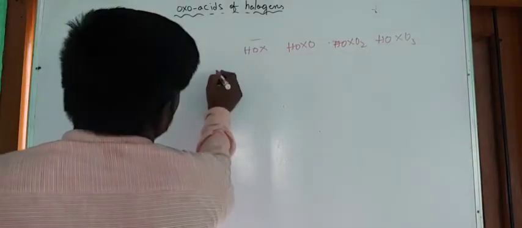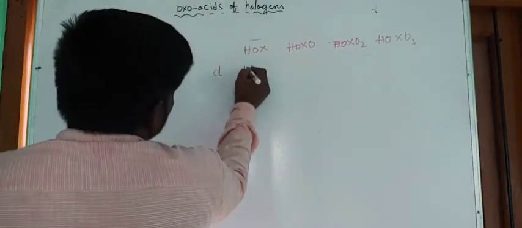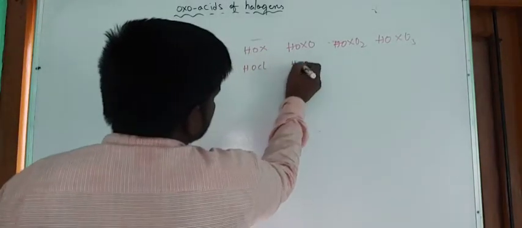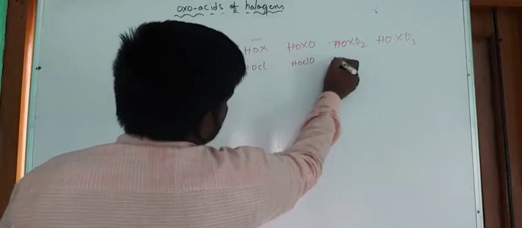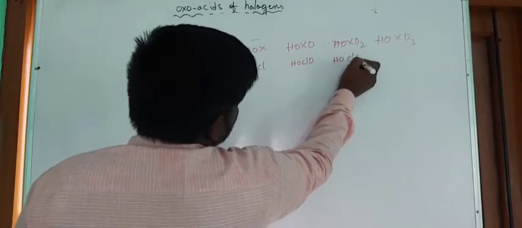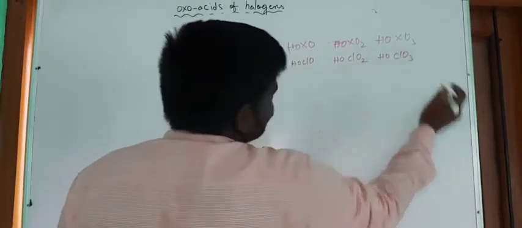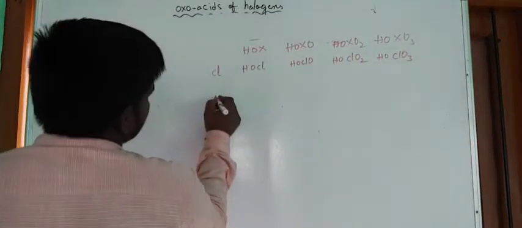So write with the chlorine. Chlorine forms HOCl, HOClO, HOClO2 and HOClO3. Right, and the next one we take bromine.